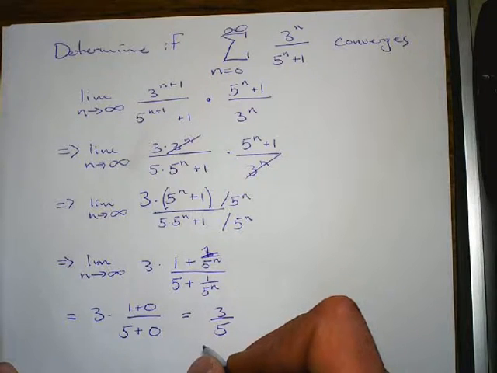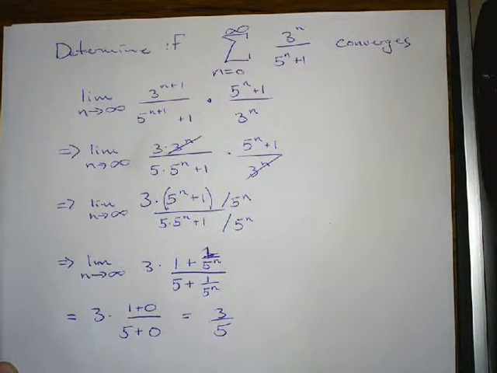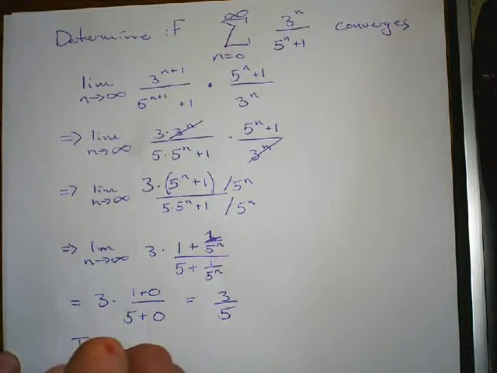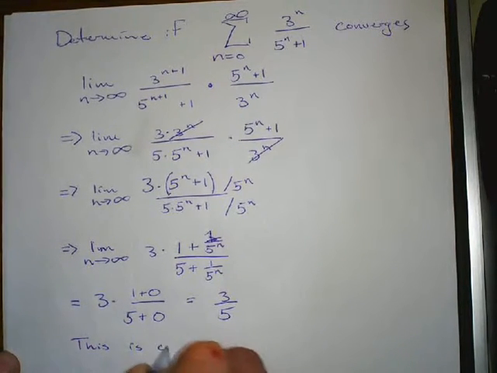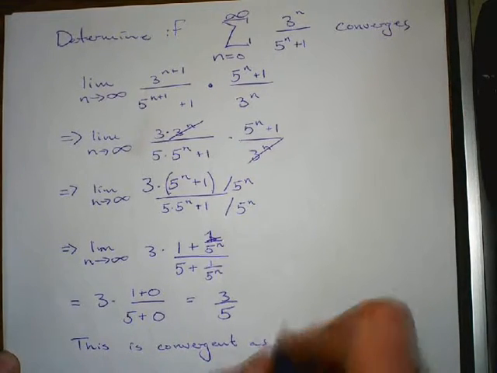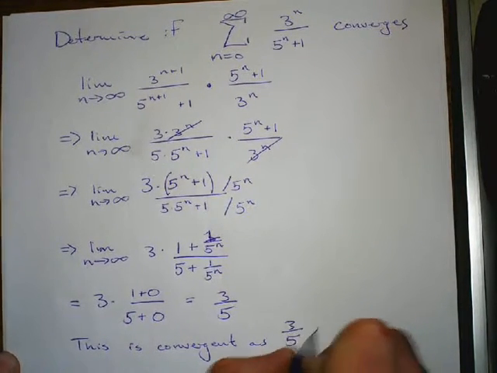Is this convergent? Why is this convergent? This is convergent as 3/5 is less than 1.